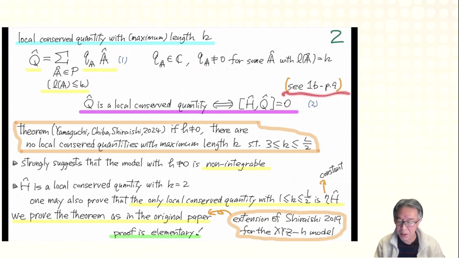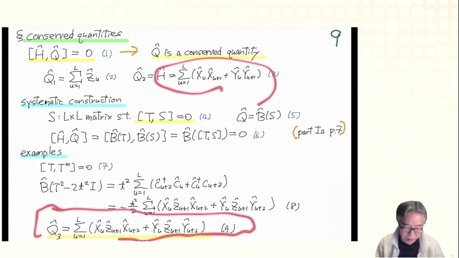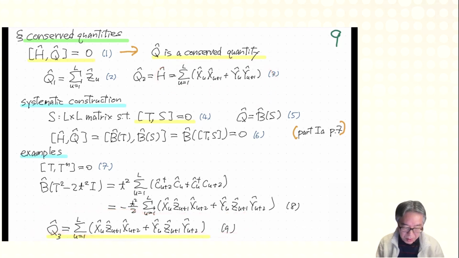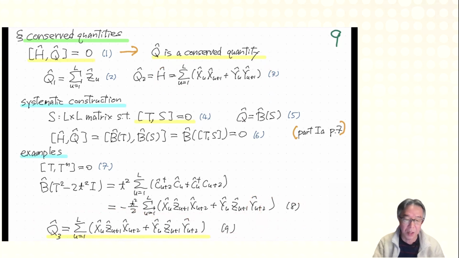See part 1b, page 9. So let's go to part 1b. This is part 1b, page 9. Here I discussed how to construct local conserved quantities for the solvable XY model. So this is different from our model. But in this case, we have seen that this is a local conserved quantity. And it's non-trivial because it is different from the Hamiltonian. In this case, this consists of a sum of XZX and YZY. So in this case, we have K equals 3, the maximum length is 3. And here you have a sum of 2L products. So this is an example.